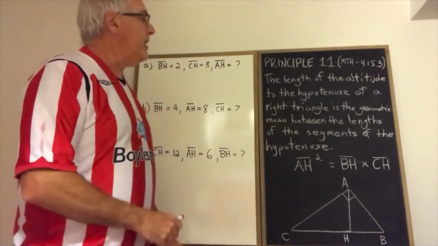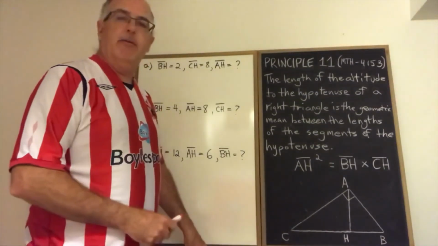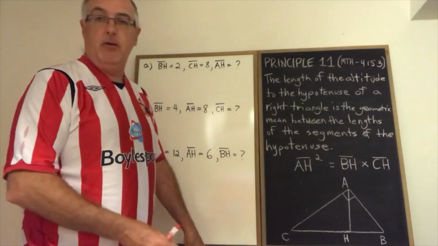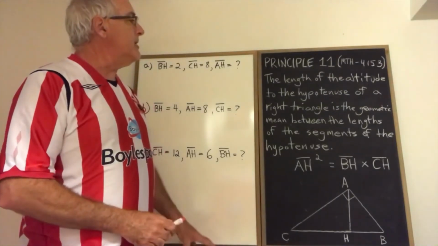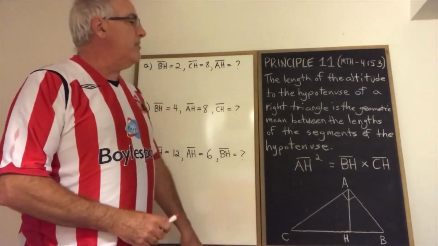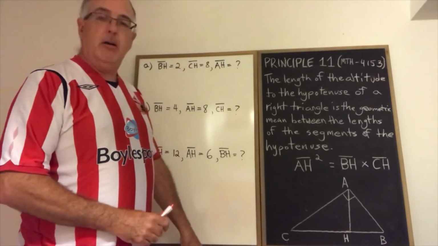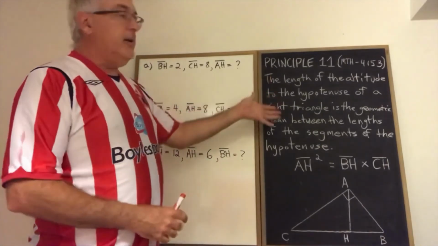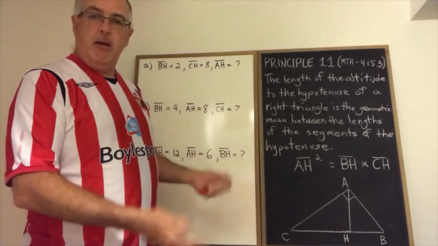Today's Daily Dose of Math is about Principle 11 from the Math 4153 geometry course. Principle 11 states that the length of the altitude to the hypotenuse of a right triangle is the geometric mean between the lengths of the segments of the hypotenuse. This is printed on the student's exam sheet along with many other principles.